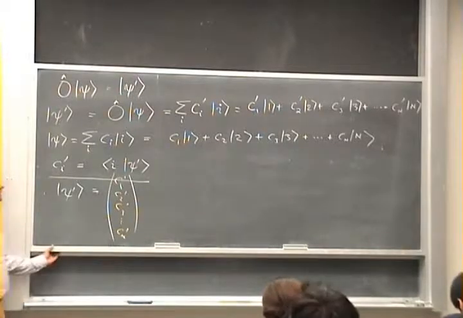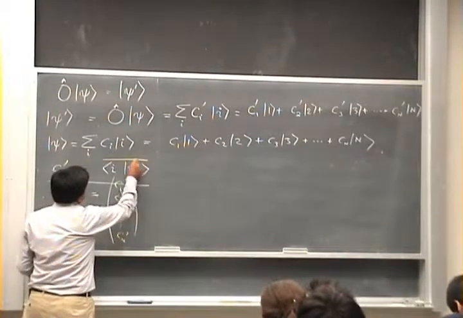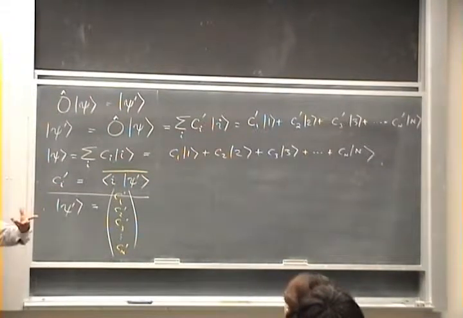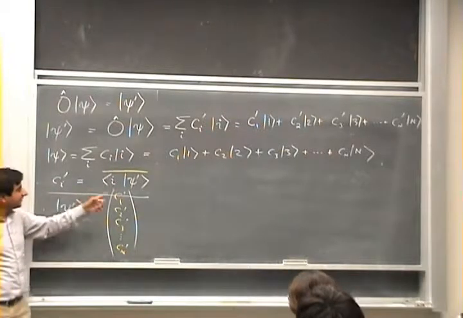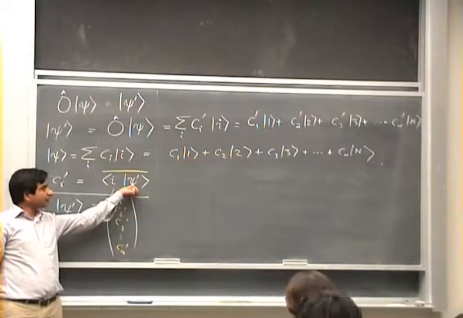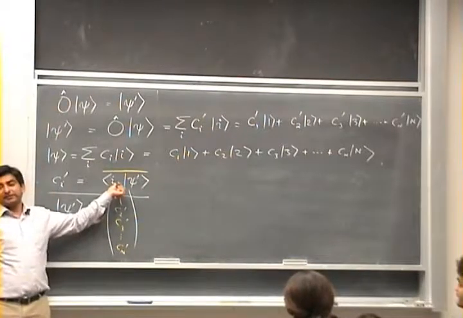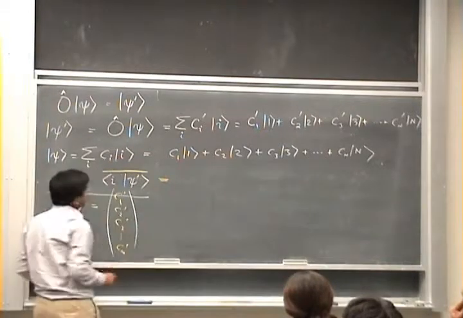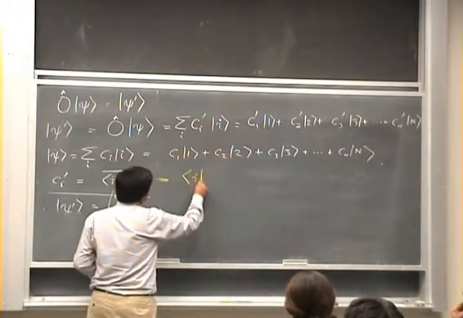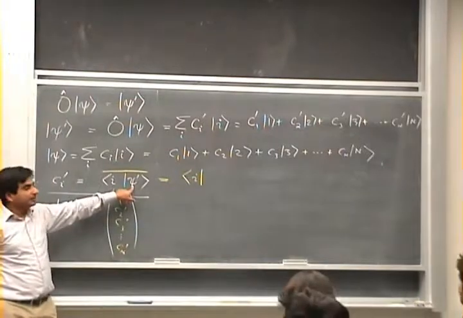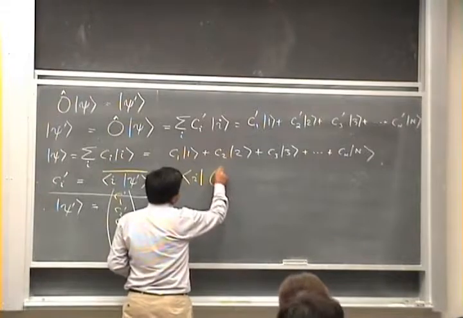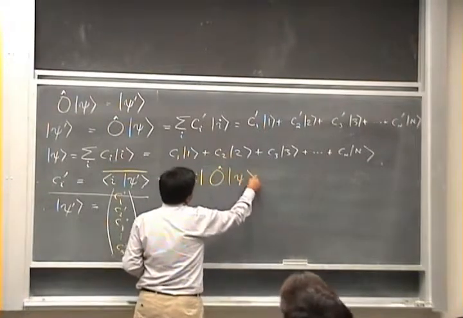Okay. Now look at this expression. The Ci prime, a coefficient in the final state, a probability amplitude in the final state, is given by the overlap or the inner product of the final state with any basis vector that you're interested in. Now this expression can also be written as bra i. This psi prime is the new state, the operator acting upon the initial state.